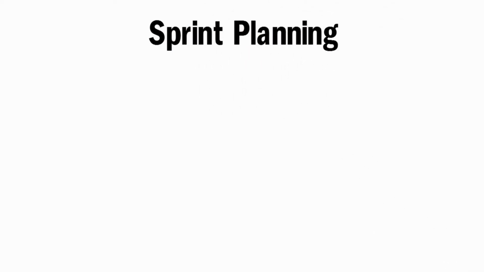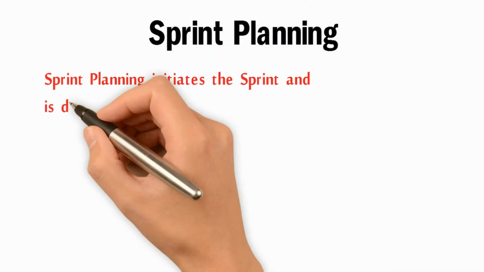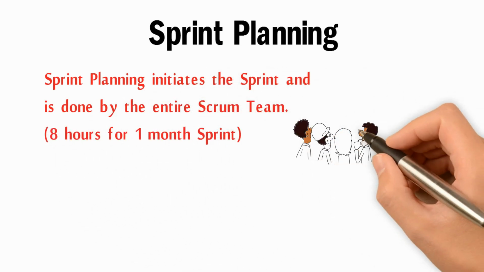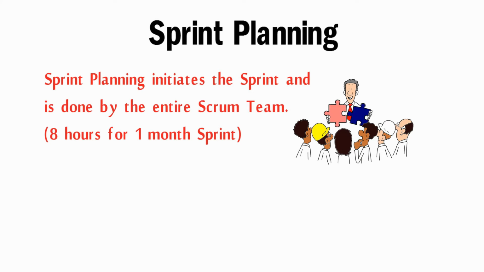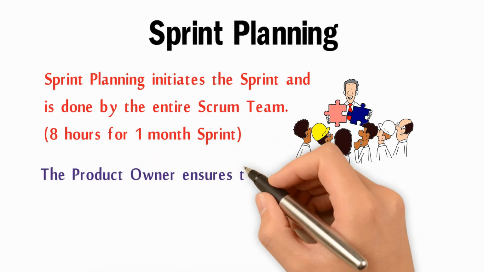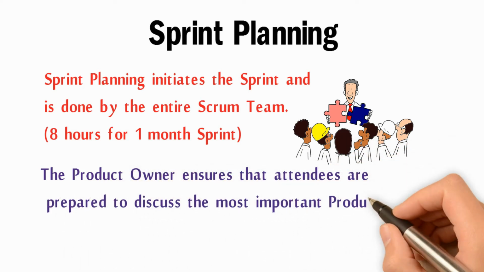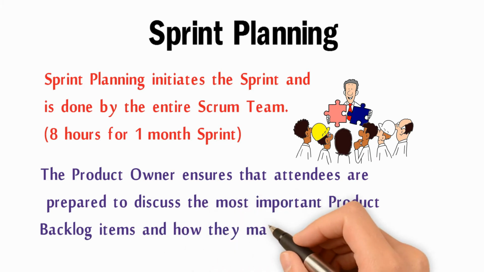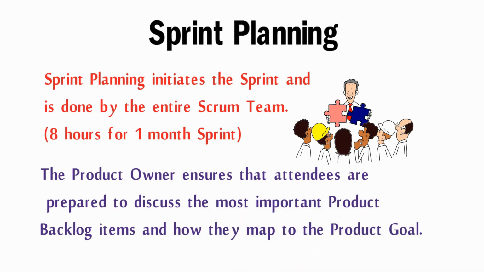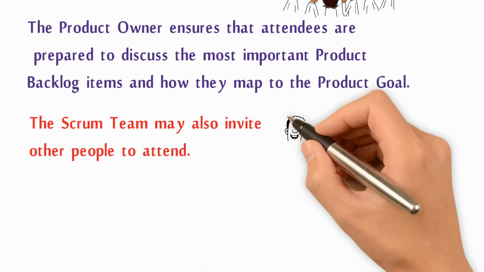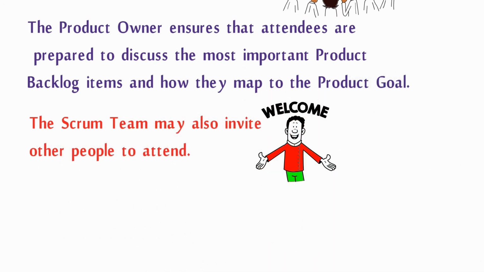Sprint planning. Sprint planning initiates the sprint and is done by the entire Scrum team. 8 hours for a 1 month sprint. The product owner ensures that attendees are prepared to discuss the most important product backlog items and how they map to the product goal. The Scrum team may also invite other people to attend.